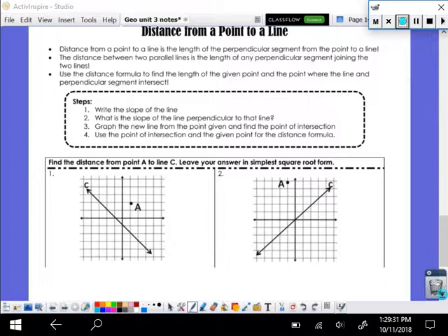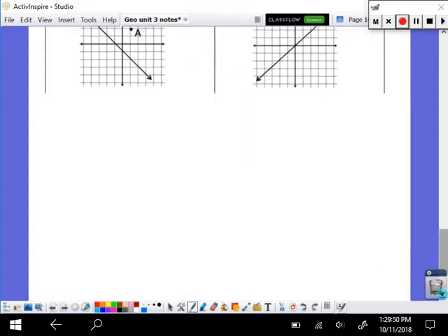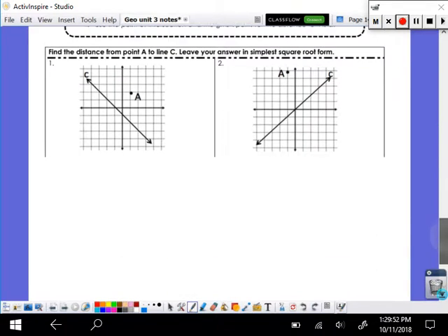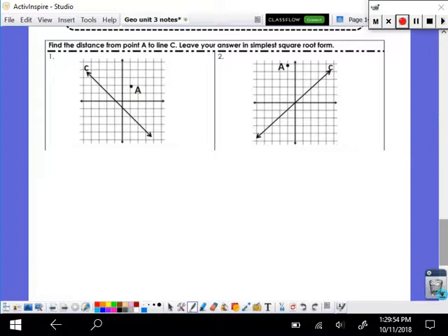Here are the steps. Write the slope of the line. What is the slope of the line perpendicular to that? Graph the new line from the point given and find the point of intersection. Then you'll use the point of intersection and the given point for the distance formula. Okay, maybe I will do one of these with you and then let you do the second one on your own. Okay, so we're finding the distance from point A to line C.